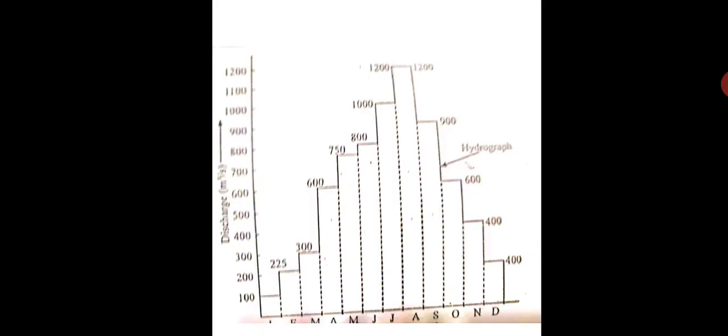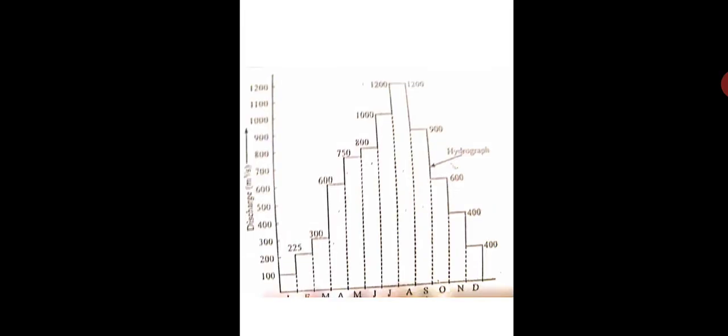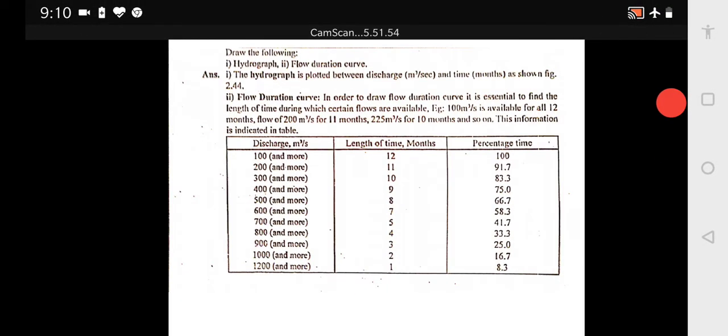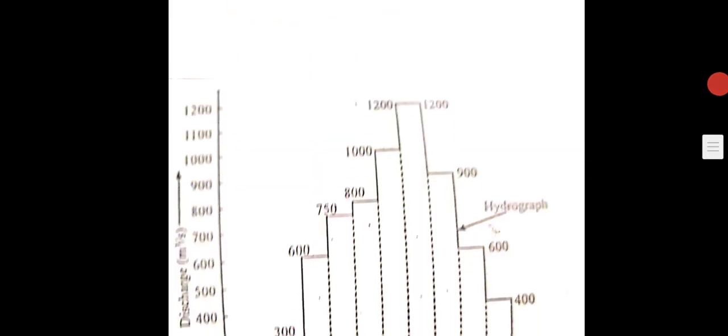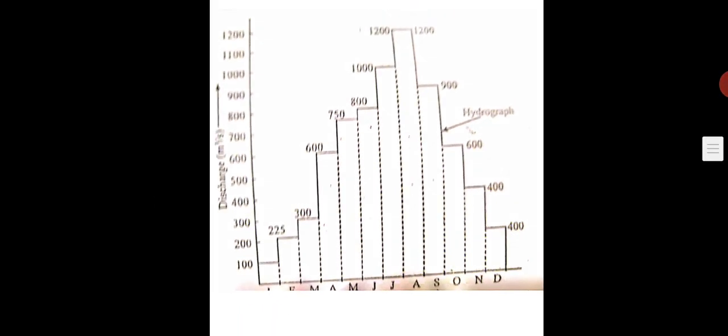December 400. I think this is some value is wrong. One minute. December is 200 only. December is 200. So this last figure is 200. Okay.